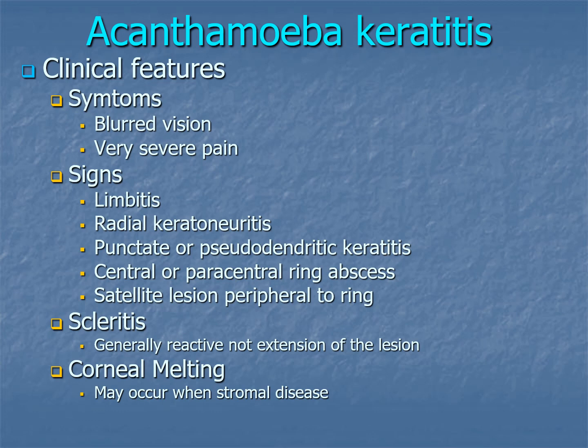Central or paracentral ring abscess may be seen, and satellite lesions peripheral to the ring may be present. You may find scleritis. This scleritis is generally not due to the involvement of the Acanthamoeba. It is generally due to reaction to extension of the lesion, and corneal melting may be there. As the stromal disease penetrates, the stroma is involved, causing corneal abscess and corneal melting.